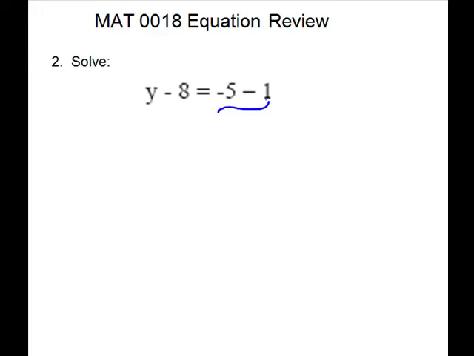-5 and -1 will be like signs. We will add and keep the sign. So that gives us a -6. Now we're ready to solve. Go on the side with your variable, and we need to take off that 8. It's subtracted or -8, so we're going to do +8 to make it cancel. Do it on both sides of the equal sign.